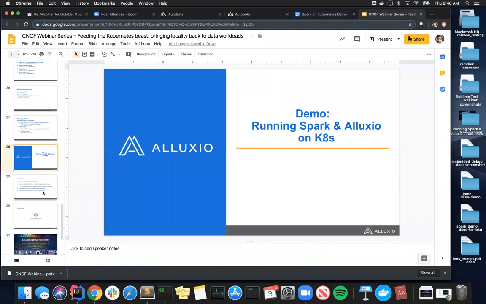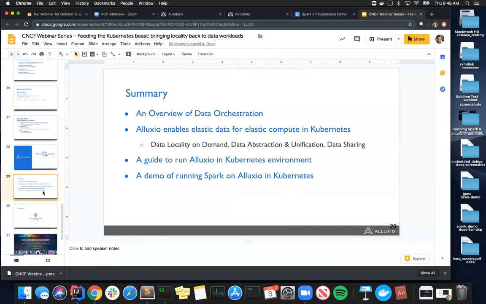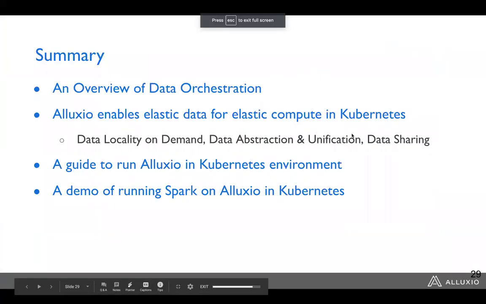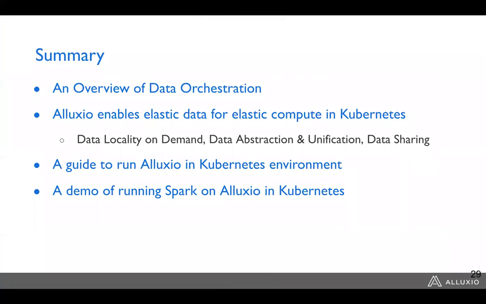So in the interest of time, let me just wrap up, and we can come back to the demo if we have any time remaining towards the end. In this talk, we gave an overview of what data orchestration is. Alluxio acts as an abstraction layer accessing data from multiple storage systems, such as Amazon S3 or HDFS. It enabled access to data in the Kubernetes cluster, regardless of the location of the data. We ran through a guide of deploying and managing Alluxio in Kubernetes using declarative YAML specifications. And we also showed you a demo of running Spark on Alluxio in Kubernetes.